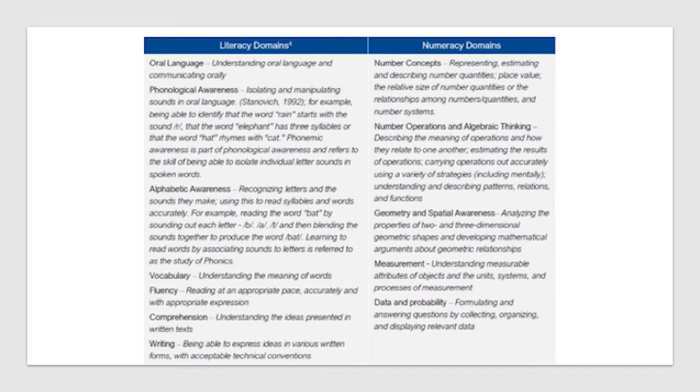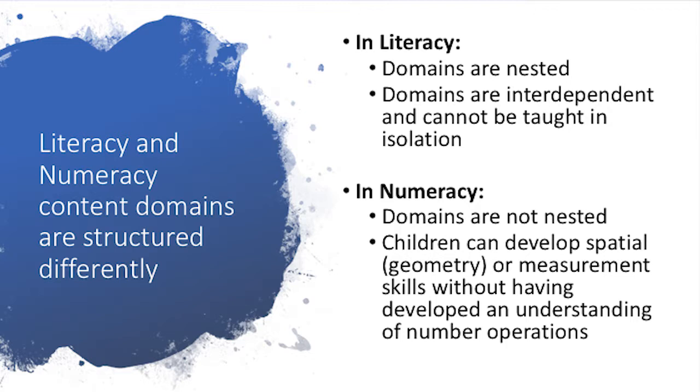And another important thing is that literacy and numeracy domains are also structured very differently. In literacy, domains are nested, and they're also interdependent on one another. They can't be taught in isolation, whereas in numeracy, they are not nested, and they can be taught independently of one another. For example, children can develop spatial understanding or geometry or measurement skills without having developed knowledge of number operations, which is kind of interesting. So the teaching of the two is very different.